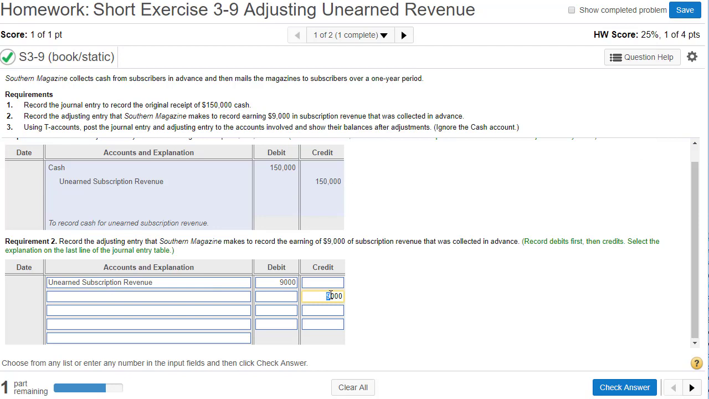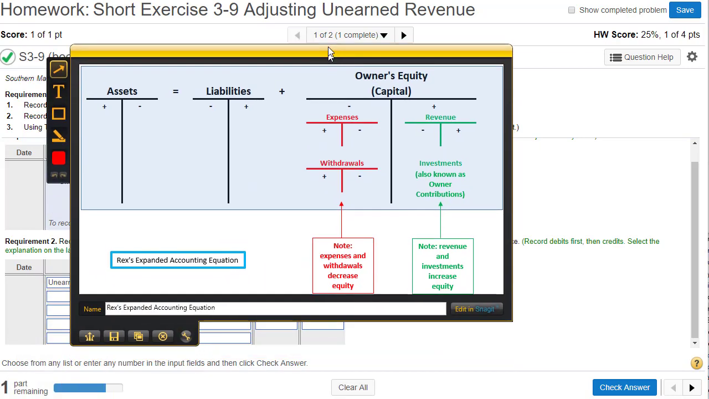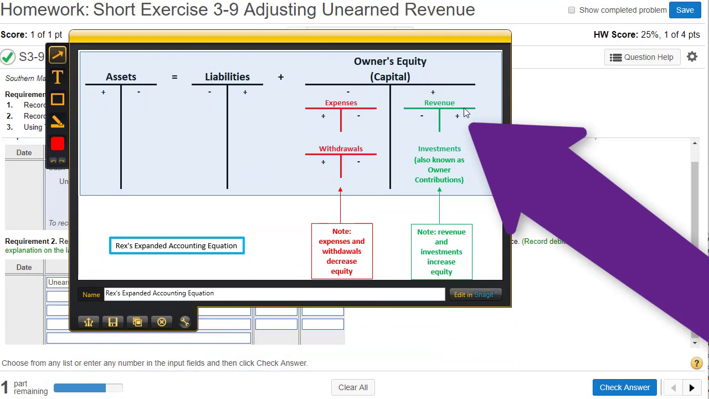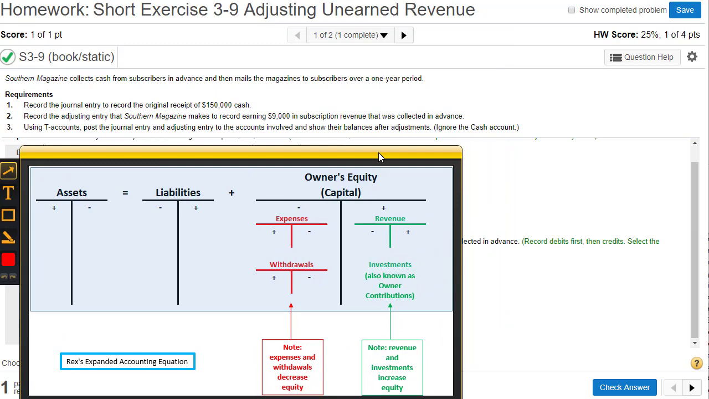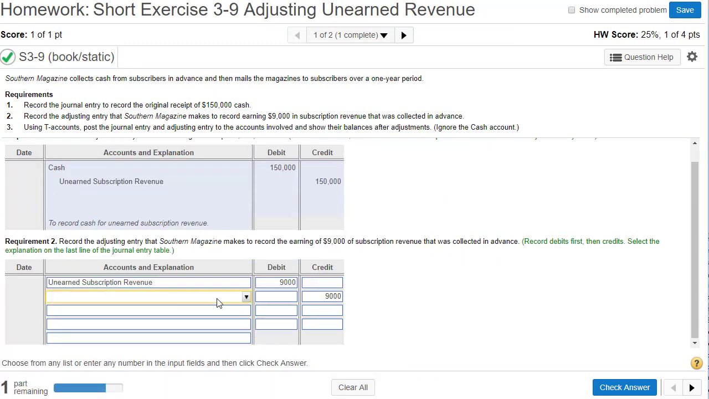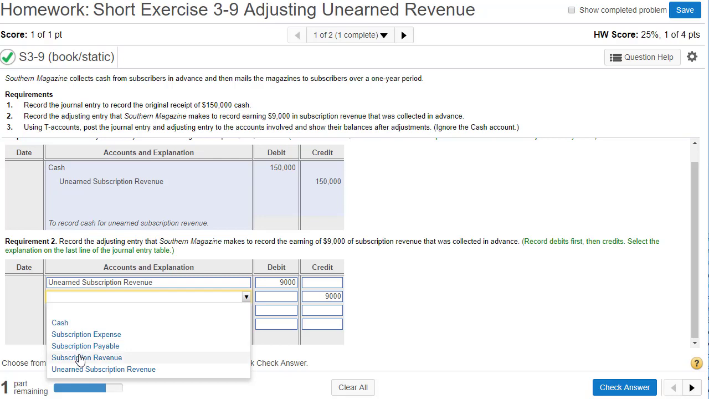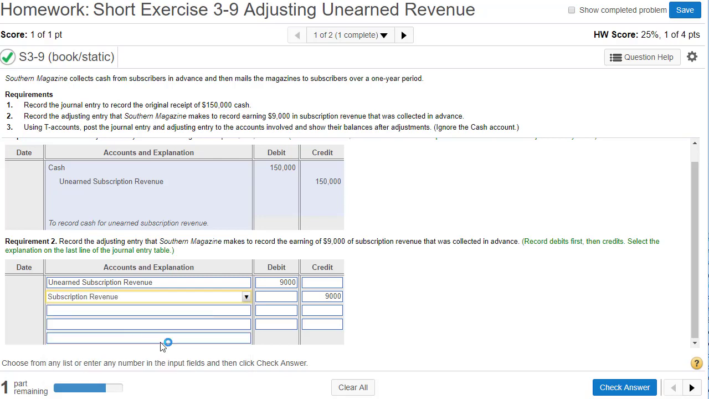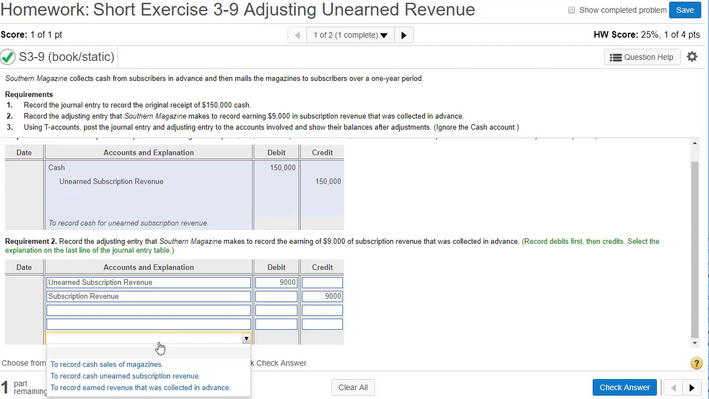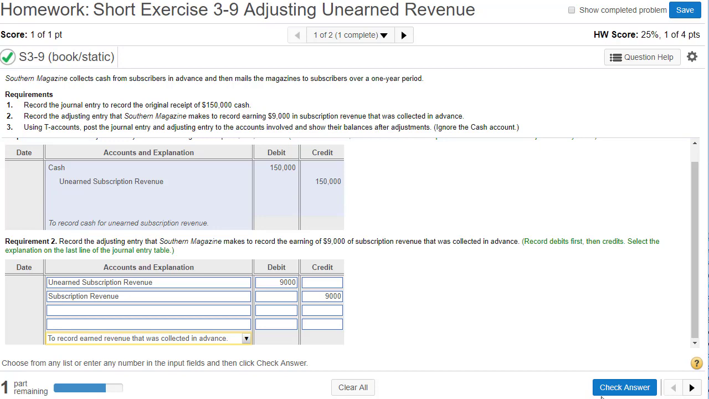Now we need to know, well, what's the $9,000 credit going to be? Well, notice it says we've earned the $9,000. That means we've sent out the magazine subscriptions. And when we earn something, we have to record revenue. And of course, revenue increases on the right side. So we're going to be crediting the revenue account because it is going up. And they call it subscription revenue. To record earned revenue that was collected in advance.